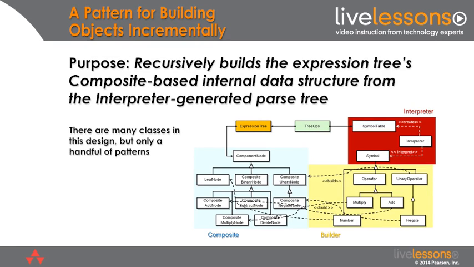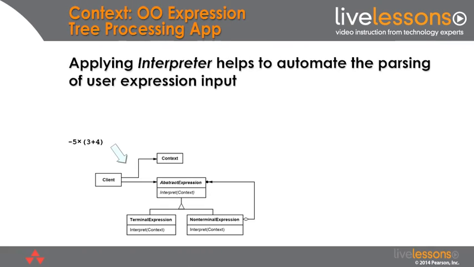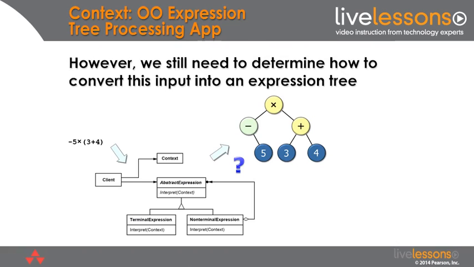There will be many classes in this design, but only a handful of patterns, which helps to reduce the surface area you have to worry about as an application developer. Let's start by discussing the context of how this pattern can be applied for our expression tree processing application. Applying interpreter, which we talked about in the previous video, helped us to automate the parsing of user input expressions in order to create a parse tree. We still have to determine, however, how to convert the input into an expression tree.